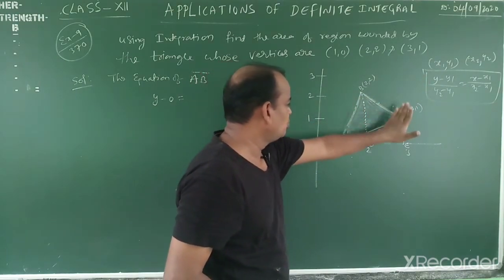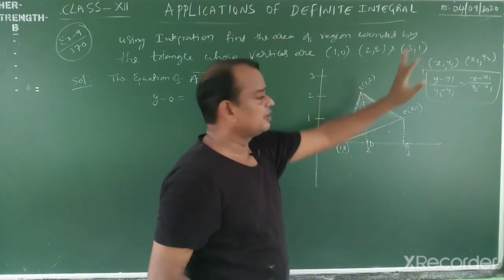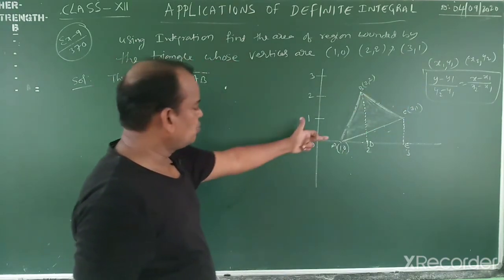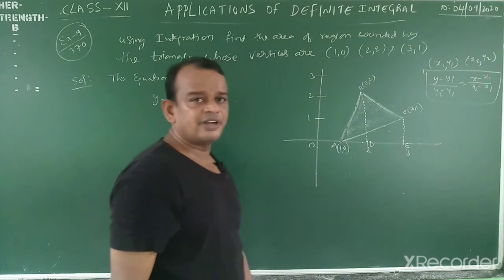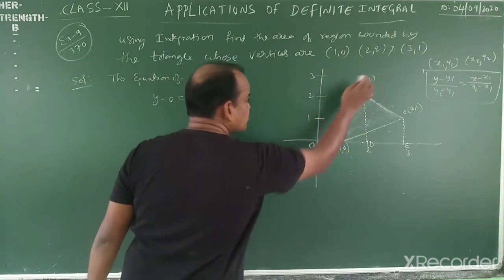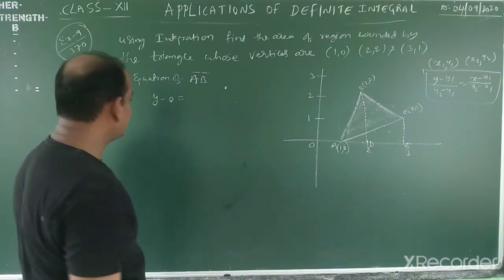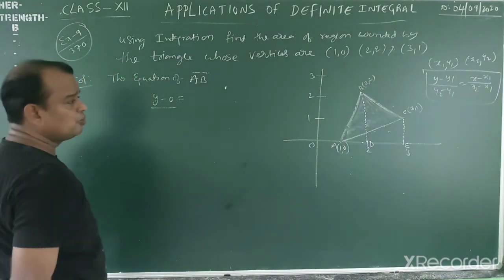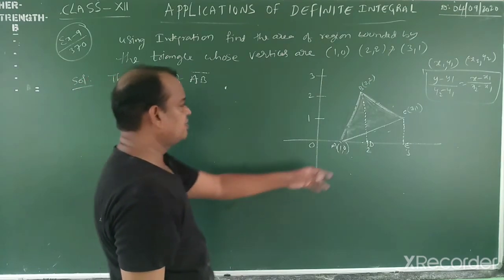Okay, don't find the slope. What is the formula for that one? Whenever two points are given, you find the equation of the line. y minus y1, this is x1 y1, this is x2 y2. Okay, my dear students. y minus y1 by y2 minus y1, y2 minus y1.